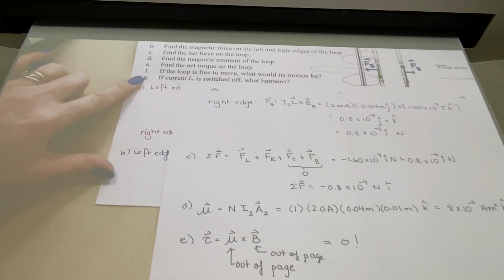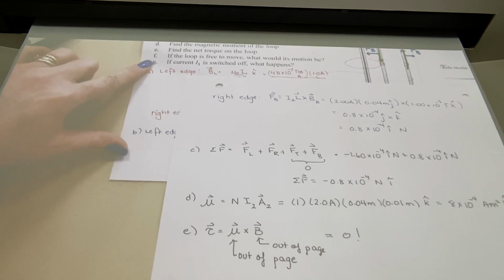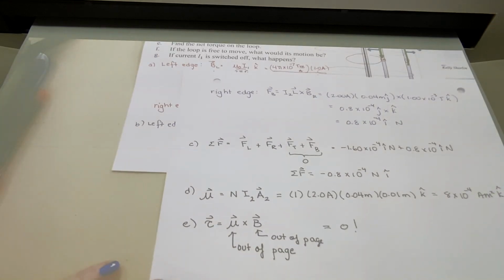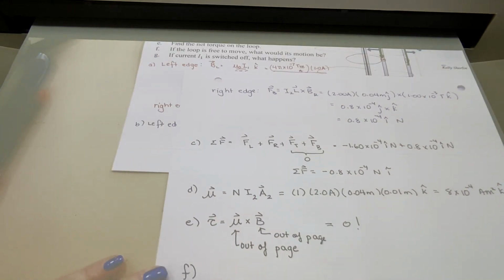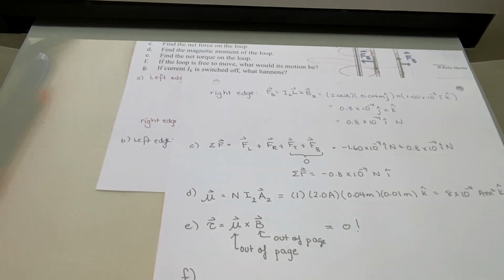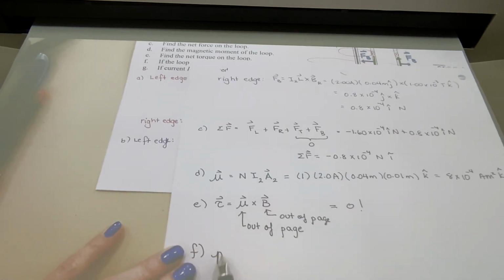Part F, if the loop is free to move, what would happen to it? What do we think would happen to it? We've got a big force to the left, we've got a small force to the right, and we have no torque. This thing's going to be pulled to the left, right? So the net force is to the left, it will be pulled left. Pulled left, and then I'll add no rotation.